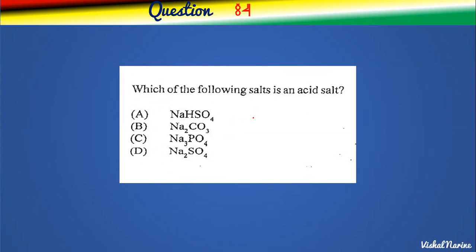84, which of the following salts is an acidic salt? We recognize an acid salt by having a hydrogen inside. That is E.